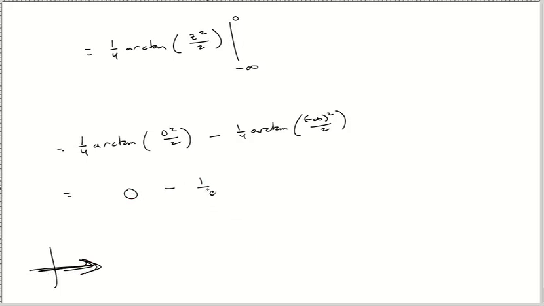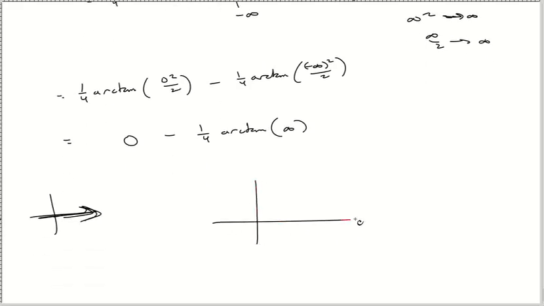This one's a little different, though. I got 1/4 arctangent of, and notice I've got negative infinity squared, so two negatives make a positive. Infinity squared basically goes to infinity. And infinity divided by 2 is still infinity. So basically I end up with a positive infinity. So what's arctangent of infinity?